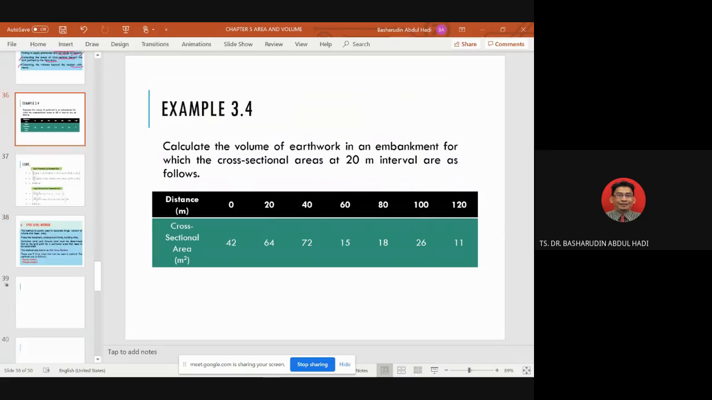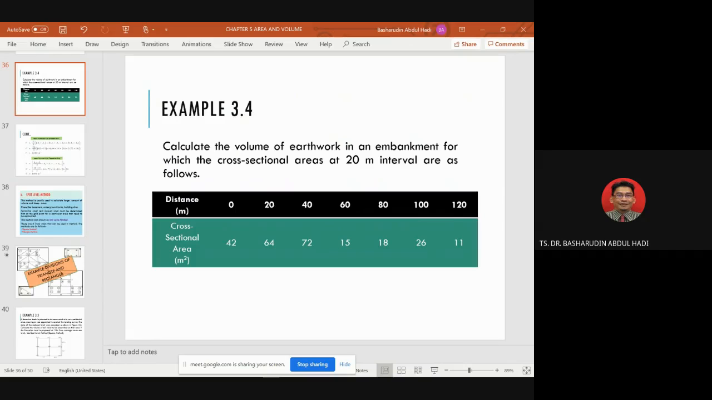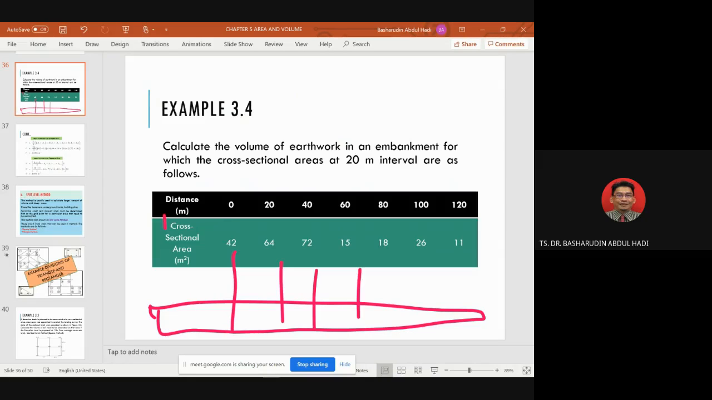Okay. So now we go for the example. Example 3.4. How they calculate the volume for the embankment. Because they want to do road construction, they have data from a leveling survey. So from this you convert to this slope profile. The distances are 0, 20, 40, 60, 80, 100, 120. This one 42, this one 64, this one 72, this one 15, 18, 26, and this one is 11. So when you plot this, it is something like this slope profile. Okay, this slope profile like this. Okay, now we continue.